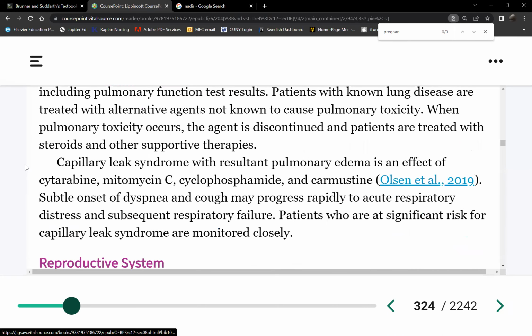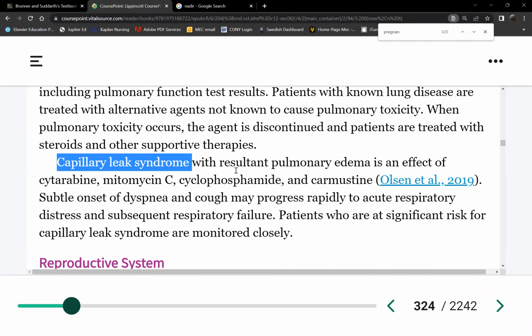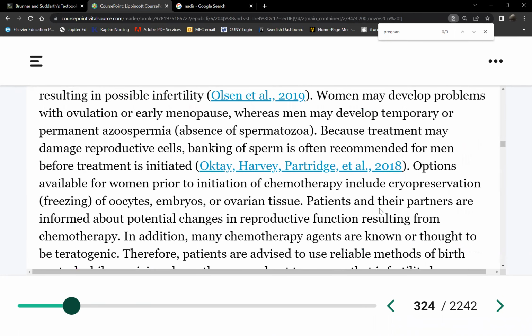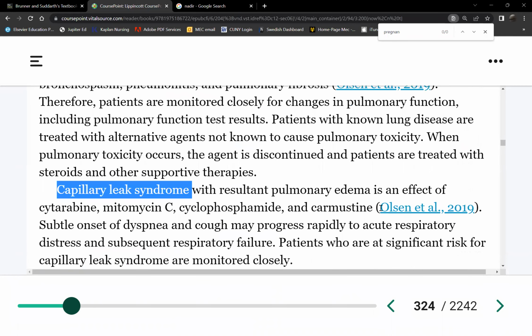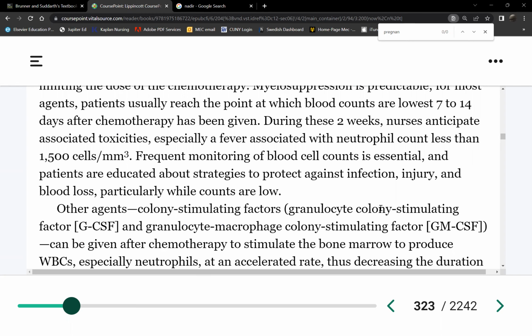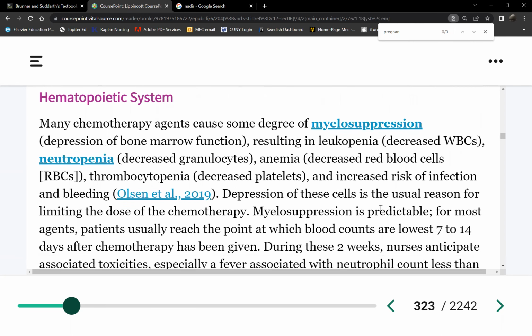I'll talk about capillary syndrome another time when we get to acute respiratory distress syndrome. So these are the effects, system by system. We talked about the bone marrow. Hematopoietic system is the bone marrow.